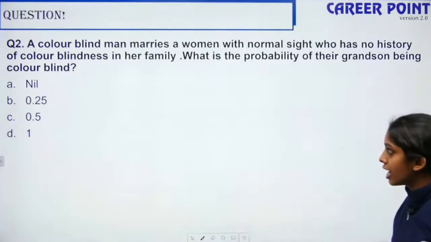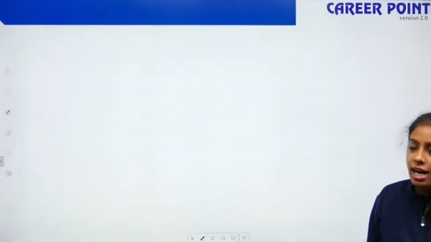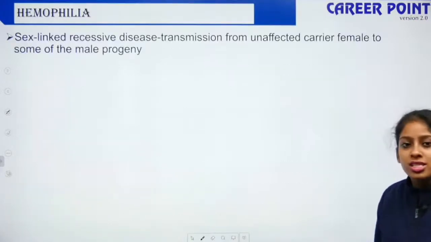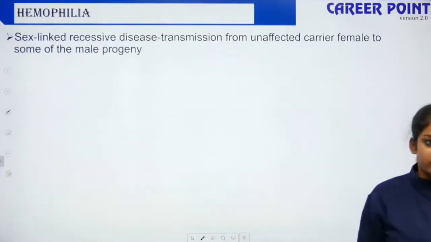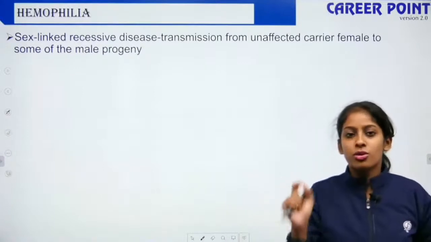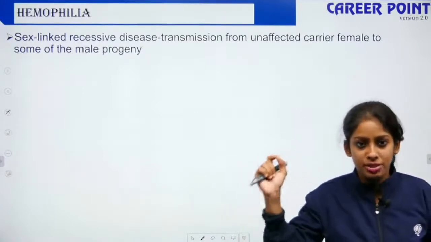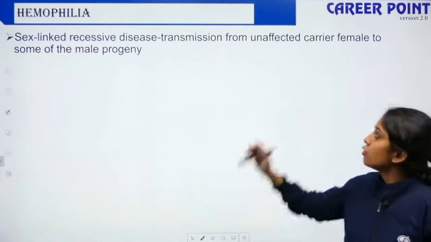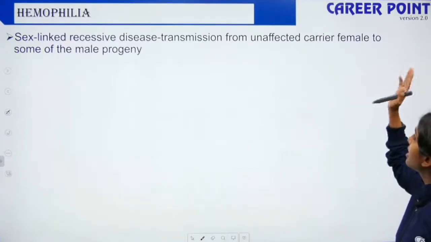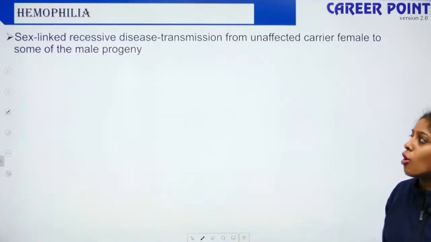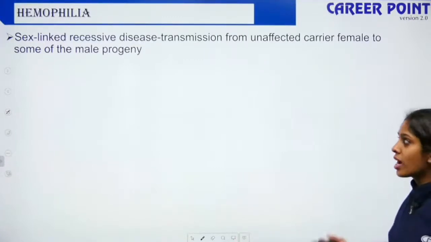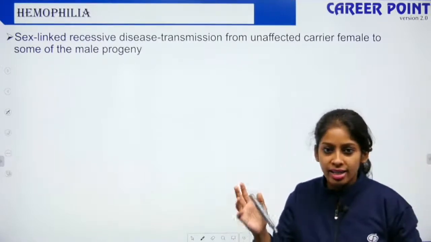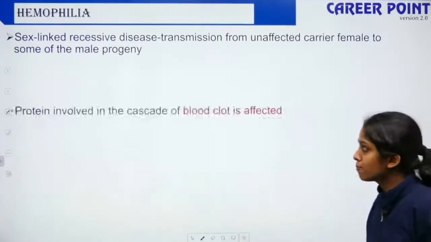So I hope this is clear. Okay, so this is about color blindness. Now the next topic is hemophilia. This is also a sex-linked recessive disease. So if you are making notes, write down color blindness, sex-linked recessive. Then hemophilia, this is also a sex-linked disease. This is transmission from an unaffected carrier female to some of the male progeny. So it is very similar to your color blindness. The females will be only carriers and the males will be the affected progeny.